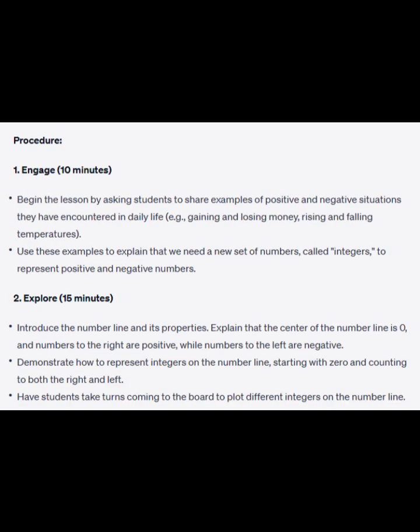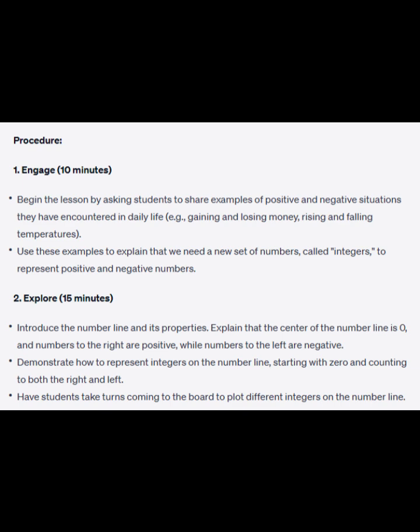Procedure: 1. Engage, 10 minutes. Begin the lesson by asking students to share examples of positive and negative situations they have encountered in daily life, e.g., gaining and losing money, rising and falling temperatures. Use these examples to explain that we need a new set of numbers, called integers, to represent positive and negative numbers.